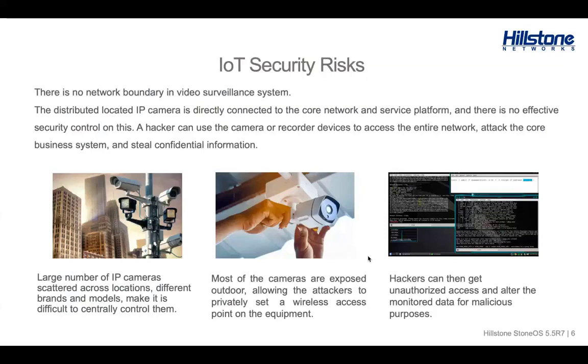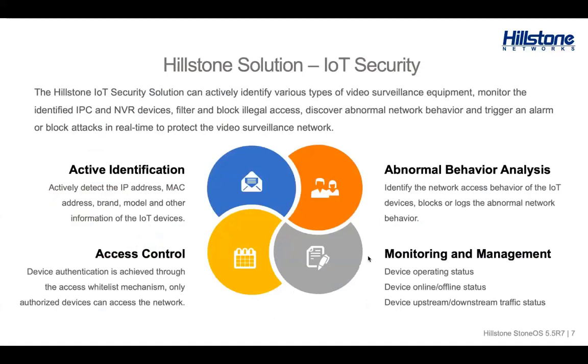So inside the camera network, what does Hillstone offer? The Hillstone IoT security solution can actively identify various types of video surveillance equipment. IPC is the IP camera. NVR is the network video recorder device. First of all, we identify major brands of IPCs and NVRs. After we identify them, we can do access control.